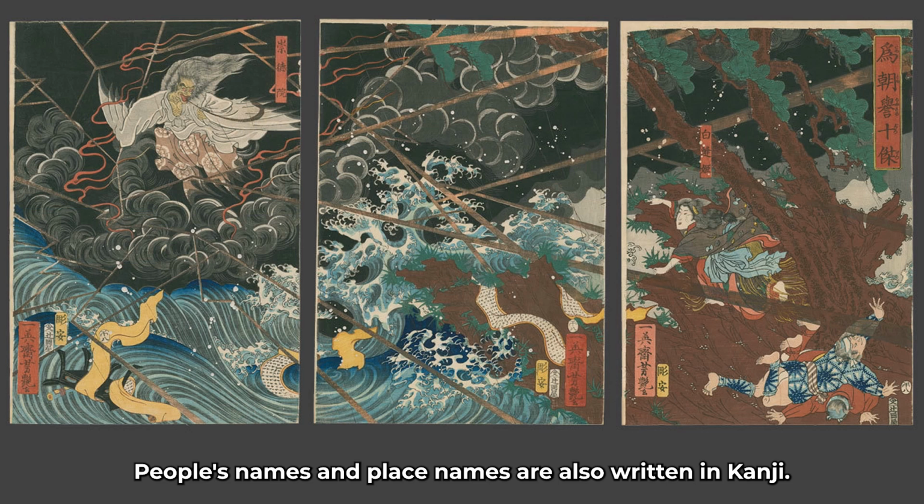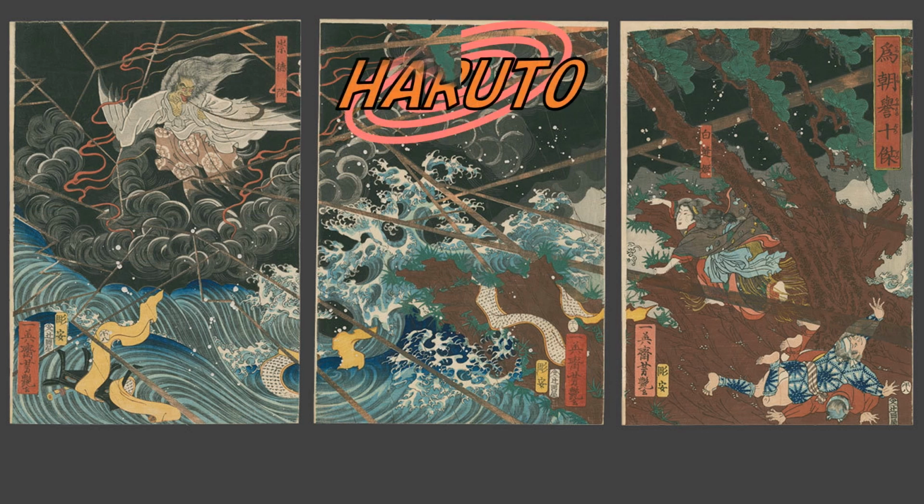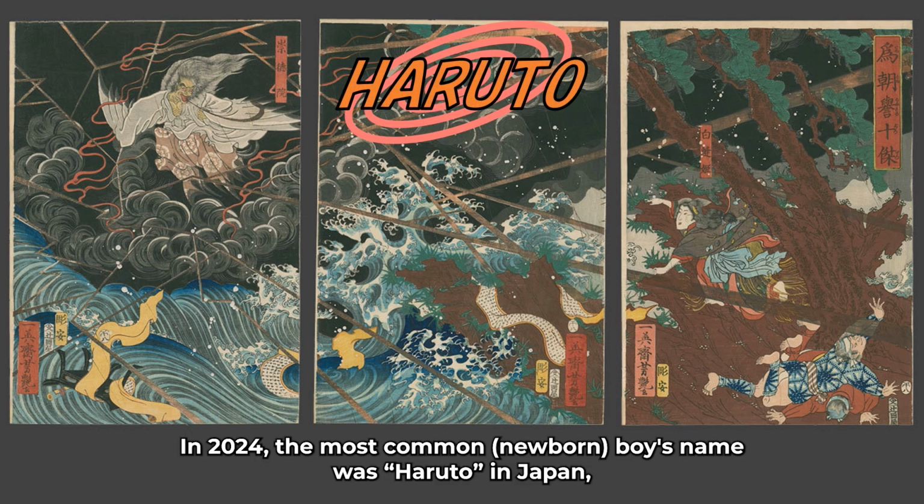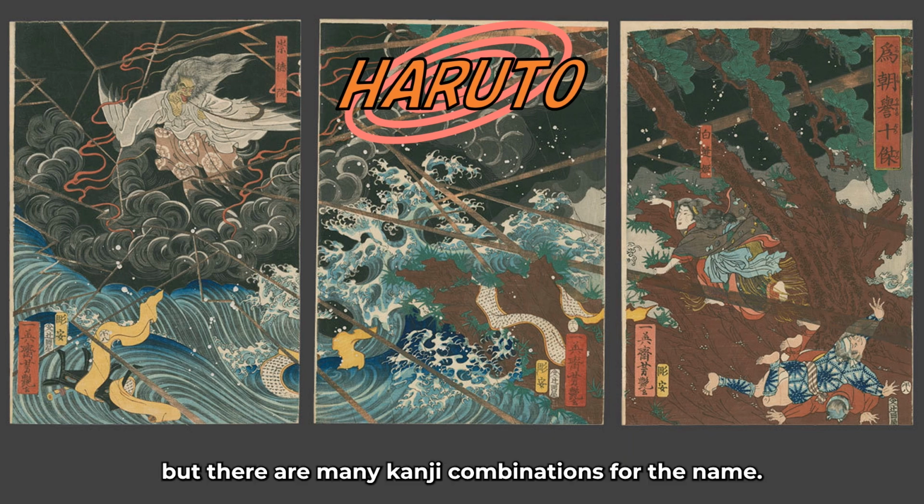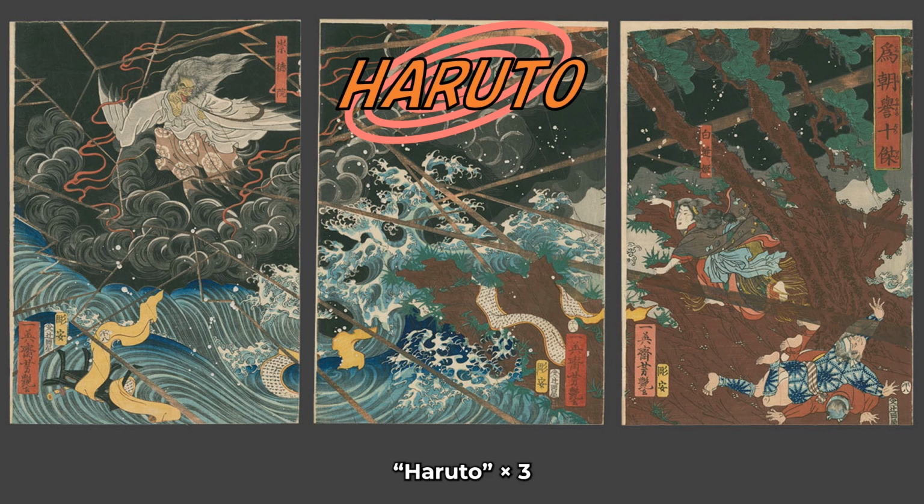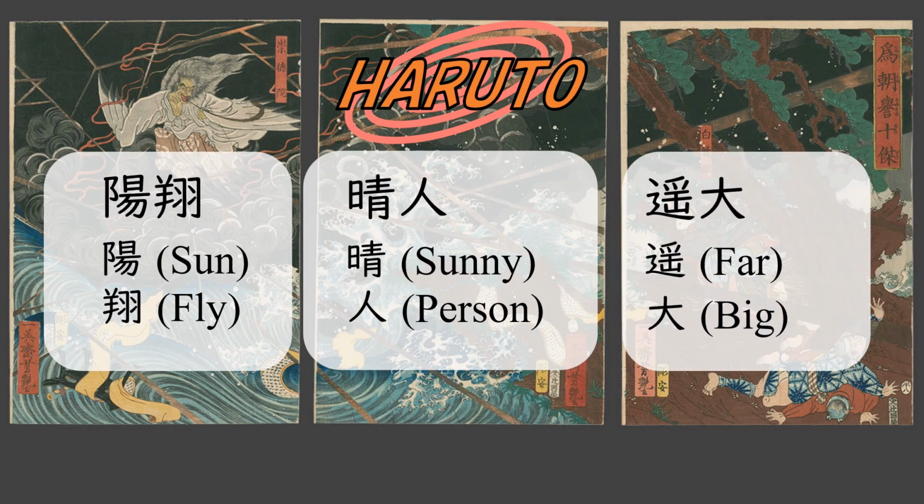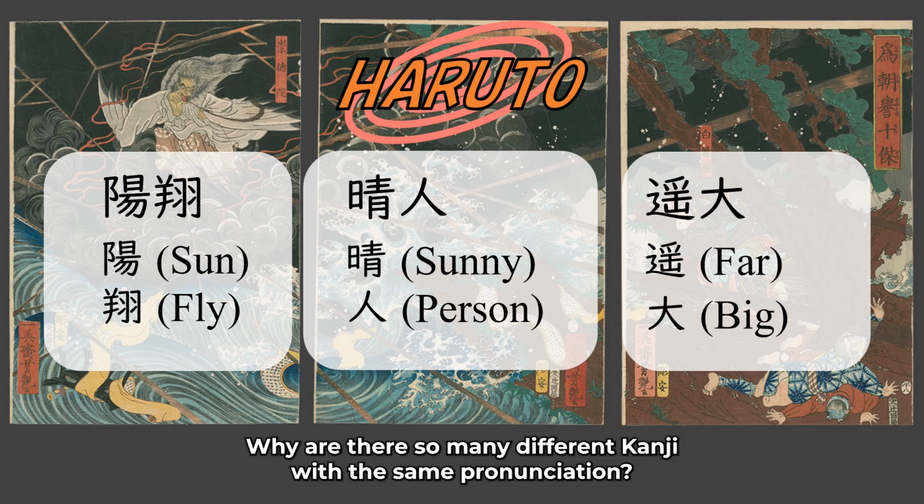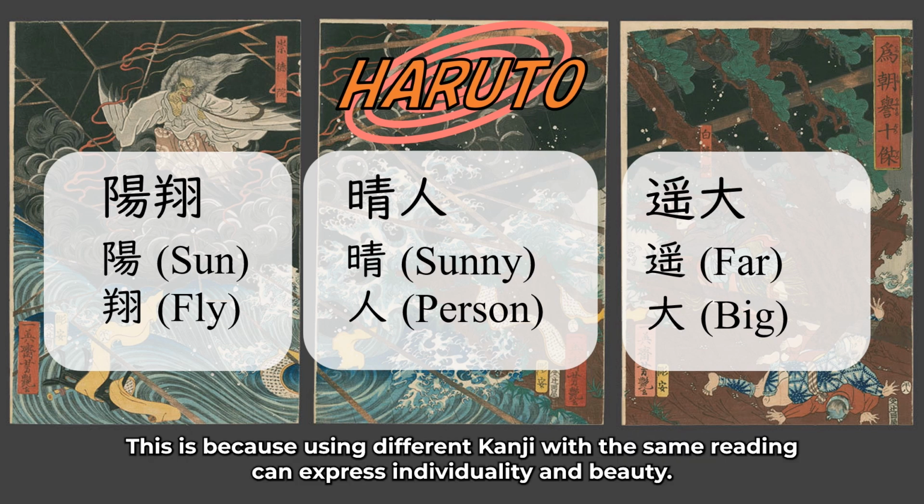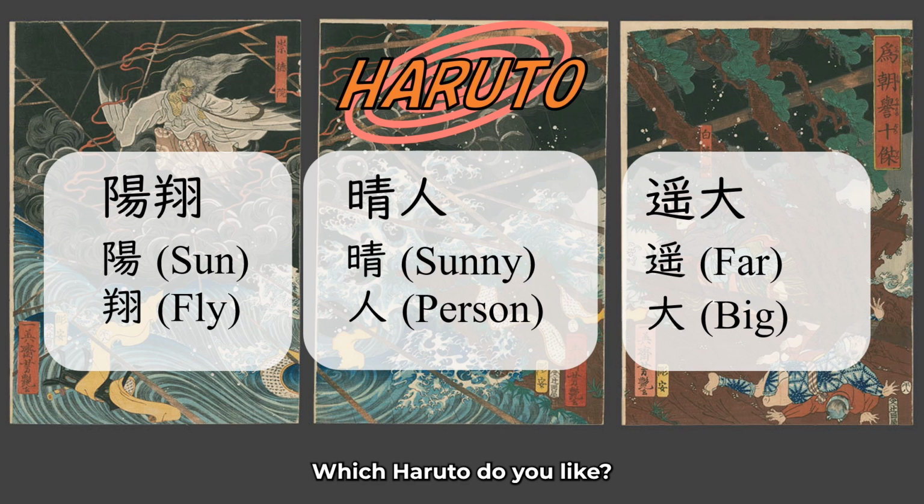People's names and place names are also written in kanji. In 2024, the most common boy's name was Haruto in Japan, but there are many kanji combinations for the name. Here are some examples. Haruto, Haruto, Haruto. Why are there so many different kanji with the same pronunciation? This is because using different kanji with the same reading can express individuality and beauty. Which Haruto do you like?